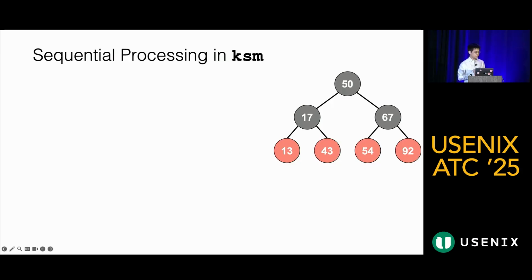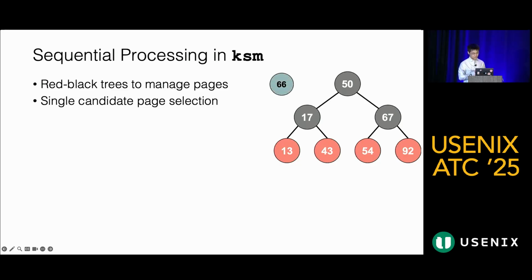Unfortunately, KSM's current design makes batching difficult. Let me explain why. First of all, KSM maintains red-black trees to manage memory pages, and it only selects one candidate page at a time to compare against the tree and calculate checksum. For example, here the candidate page is 66. Here I use a number to represent the page content for simplicity.